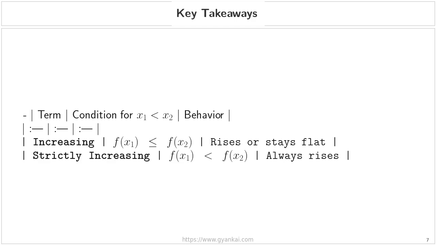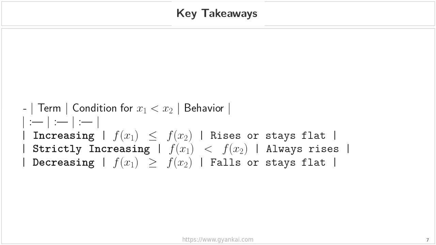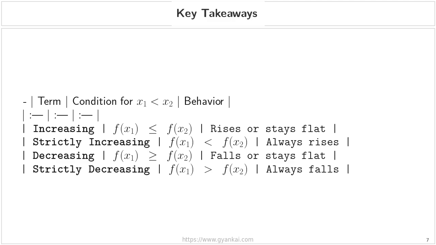Next, we have strictly increasing functions. Notice the subtle difference in the condition. Here, f of x1 must be strictly less than f of x2. This means the function always rises and is never allowed to stay flat. Moving down to decreasing functions, if x1 is less than x2, the condition is that f of x1 is greater than or equal to f of x2. In terms of behavior, this means the function either falls or stays flat. Similarly, for strictly decreasing functions, the condition is that f of x1 must be strictly greater than f of x2. This ensures that the function always falls.